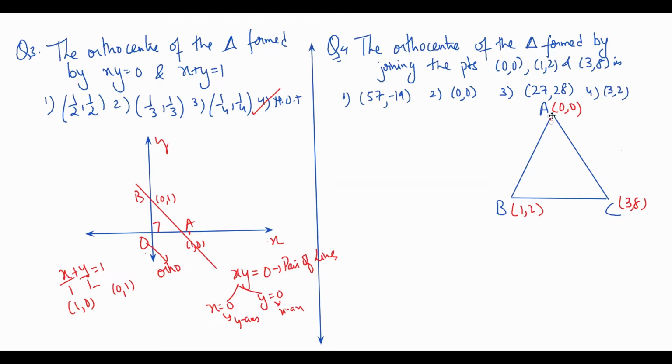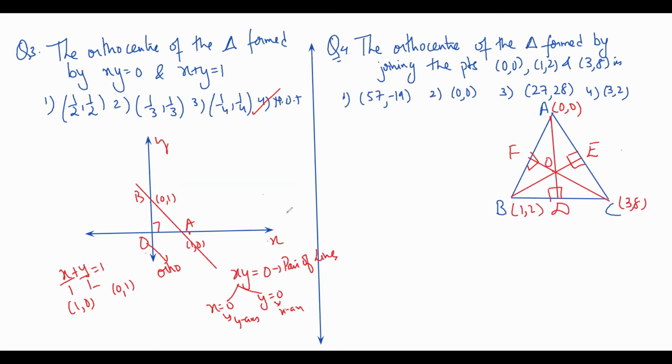Now we know that the intersection of the altitudes is the orthocenter. So what I do, this is one of the altitudes, and this is another, and the third one is here. Let this be point B, this be C, and this be F, and let this point be O.